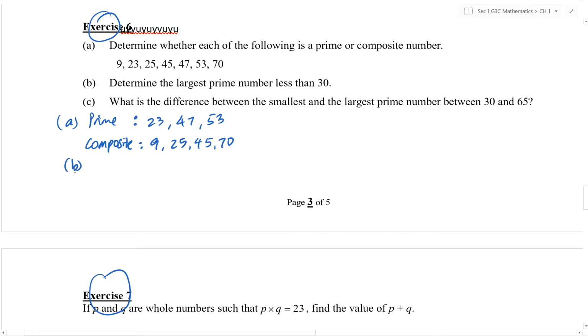So part B, determine the largest prime number less than 30, that will be 29. Part C, difference between smallest and largest prime number between 30 and 65. So the smallest is, that will be 31. Largest is 61.